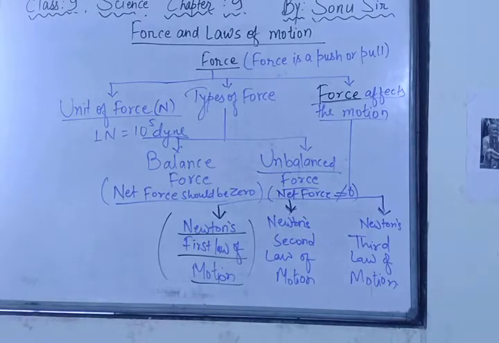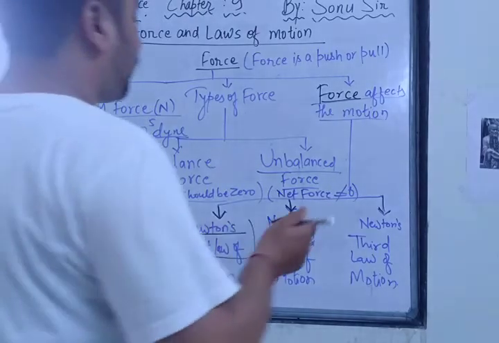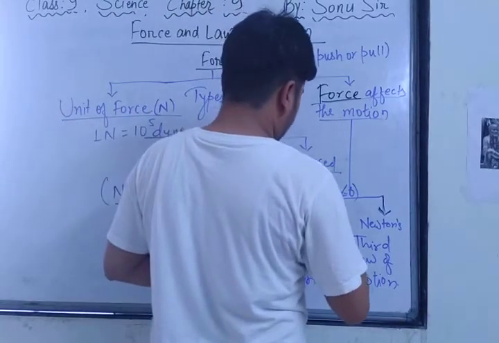Now comes the second law of motion. What is the second law of motion? Newton's second law of motion states that the external force acting on a body is directly proportional to the rate of change of momentum. First of all, you should know about momentum: the product of mass and velocity.